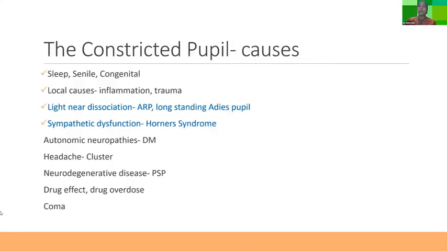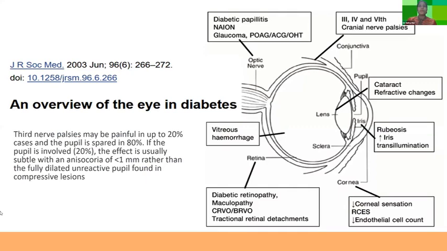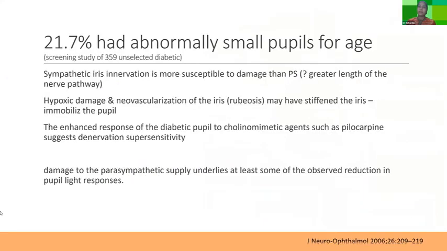Then pupils are affected in diabetes. This was a study done on 359 unselected diabetic patients, and they found that 21% of these patients have abnormal small pupils. Sympathetic iris innervation is more susceptible to damage as compared to the parasympathetic nervous system, probably because of the greater length of the nerve pathway. Hypoxic damage and neovascularization of the iris, that is rubeosis, may cause a stiffened iris and thus immobilize the iris. The enhanced response of the diabetic pupil to cholinomimetic drugs such as pilocarpine suggests that this is a denervation supersensitivity.